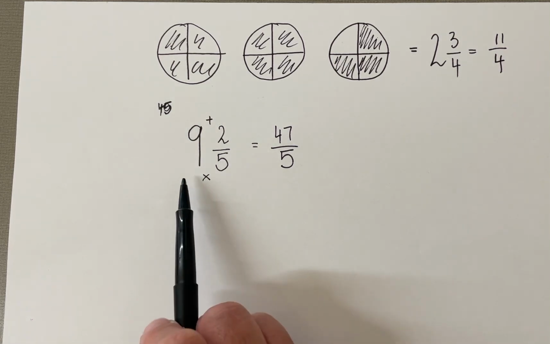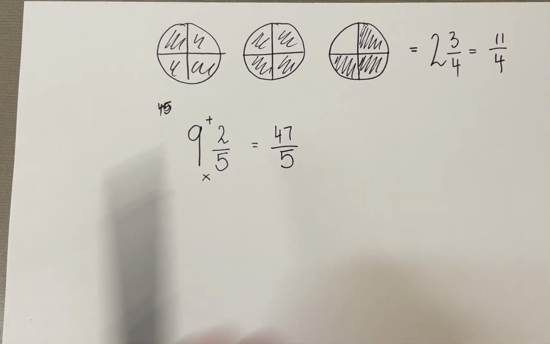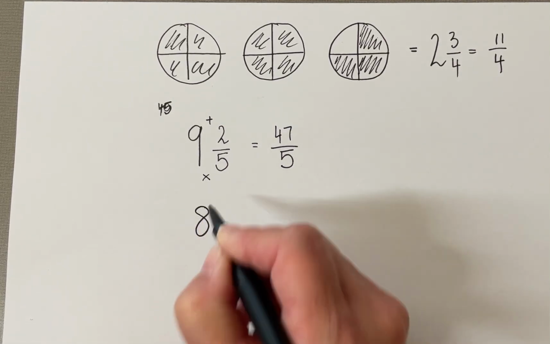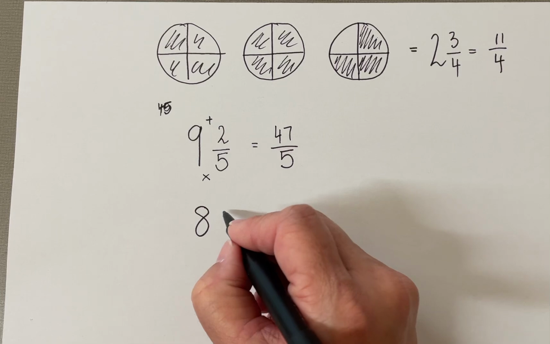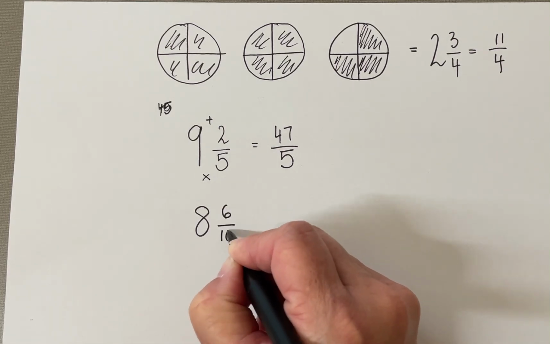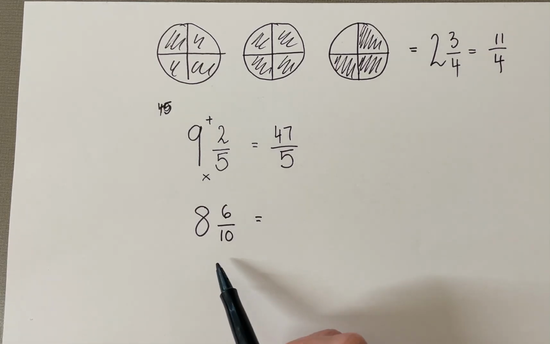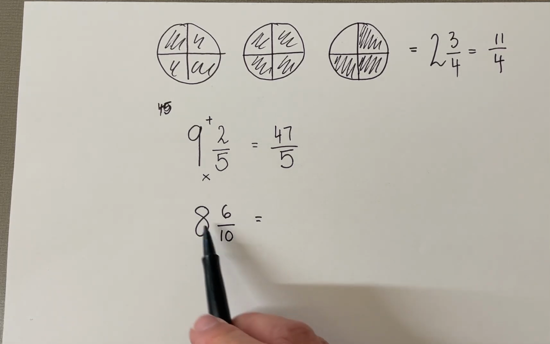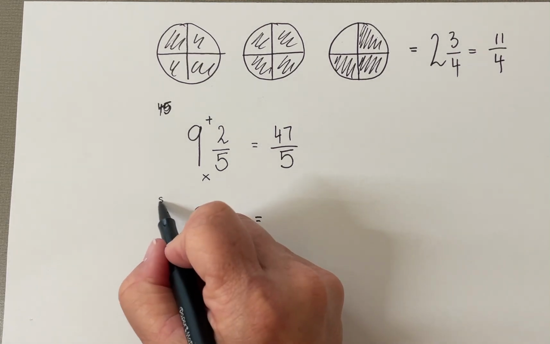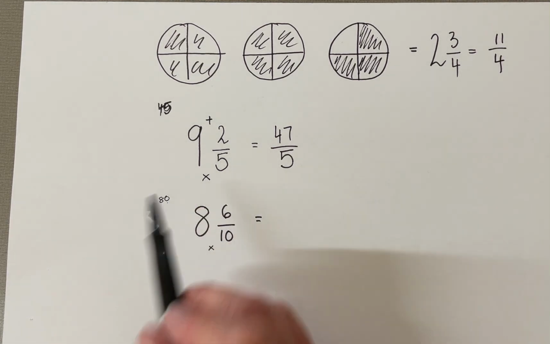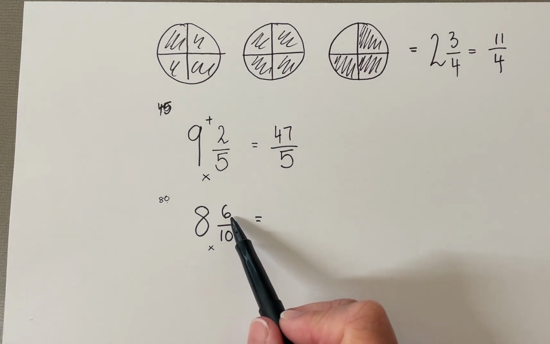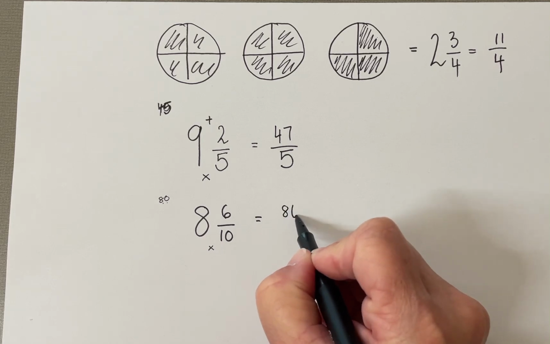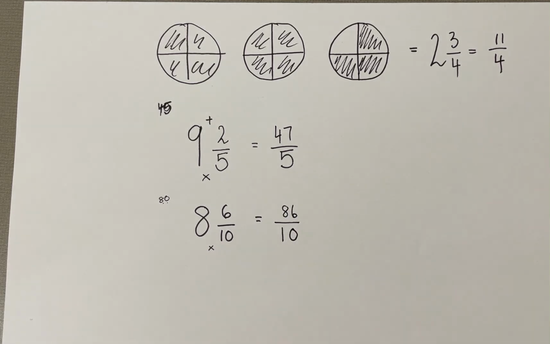So that's the shortcut when you have bigger numbers and you can't draw out a picture. So what happens if you had, let's do another one. Let's say 8 and 6 tenths. Well, first you're going to figure out how many tenths there are in 8 wholes. So you're going to multiply. 10 times 8 is 80. You can either keep it in your head or put a little note to yourself. And then you're going to add the leftover tenths. There are 6 of them. So it's going to be 80 plus 6 is 86 tenths.